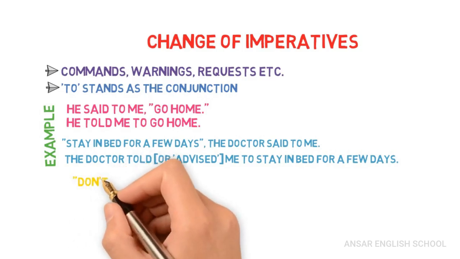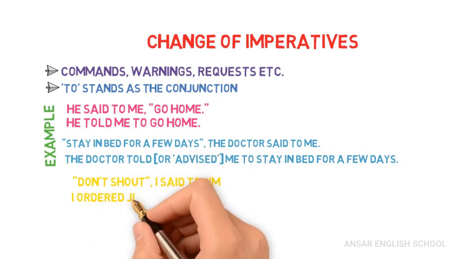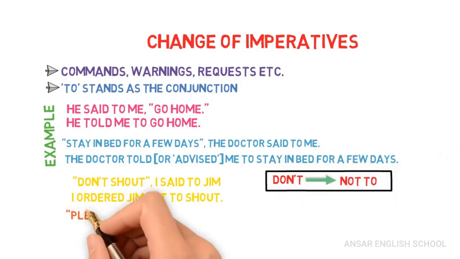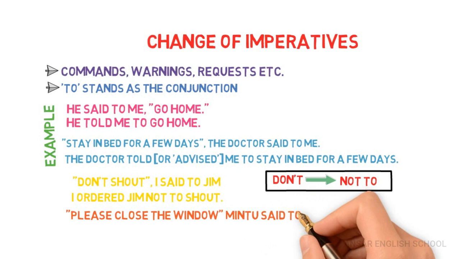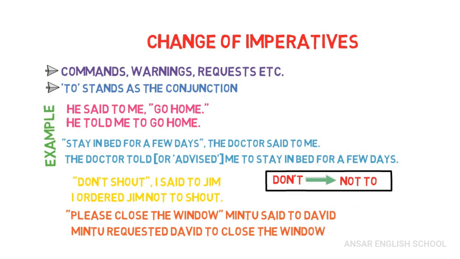"Don't shout," I said to Jim. Here, I ordered Jim not to shout is the reported form. So if don't is given in the direct speech, it becomes not to in reported speech. "Please close the window," Mintu said to David. Mintu requested David to close the window. Here it is very clear that it is a request because the sentence starts with please. So this is how we have to change imperative sentences into reported form.